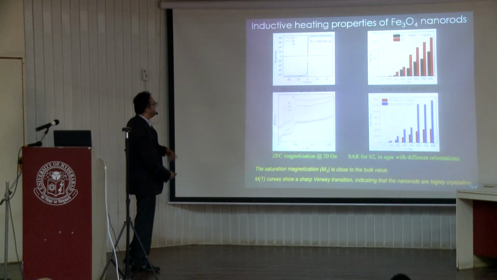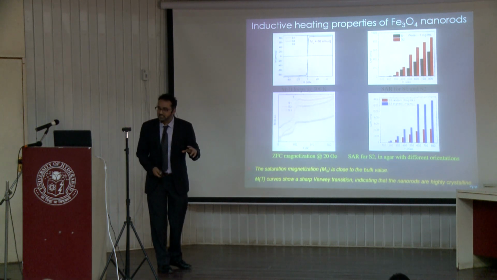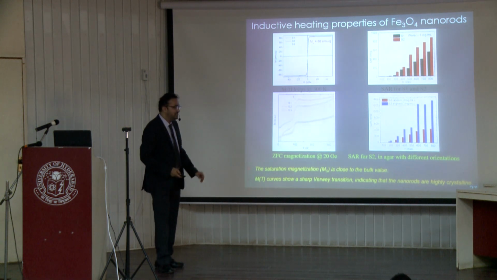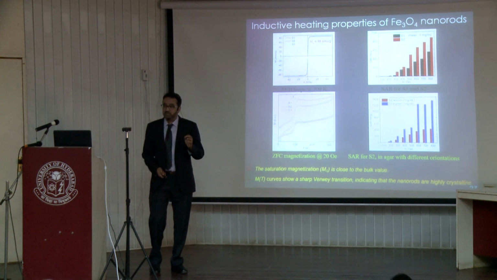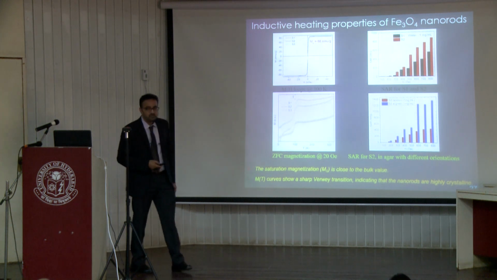So we measured SAR under various conditions for these nanorods, and these are some of the highest values of SAR reported to date for these magnetite nanorods. You should never compromise on the quality of the particles. So for example, for these magnetite nanorods, the saturation magnetization is 86 emu per gram.